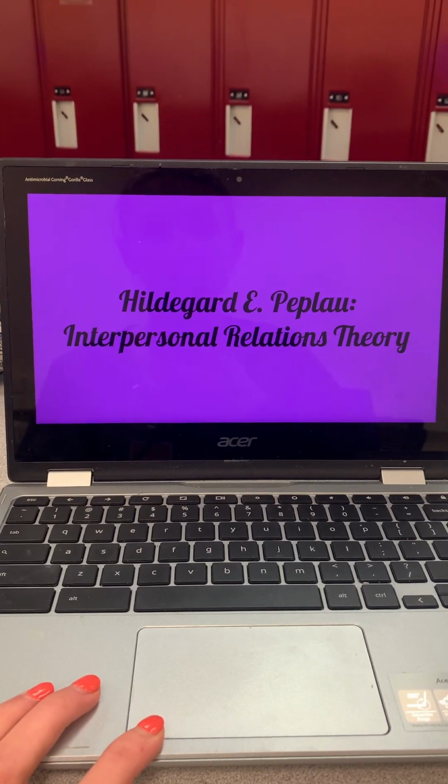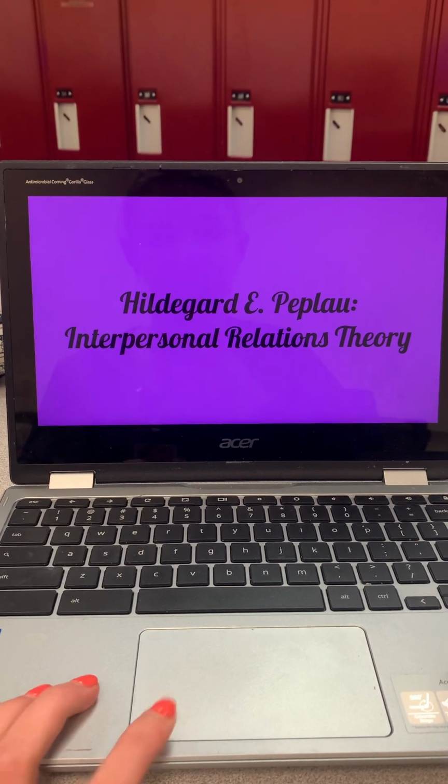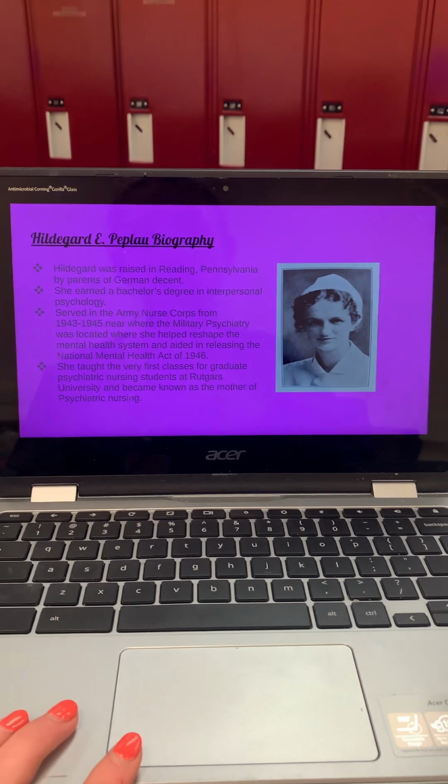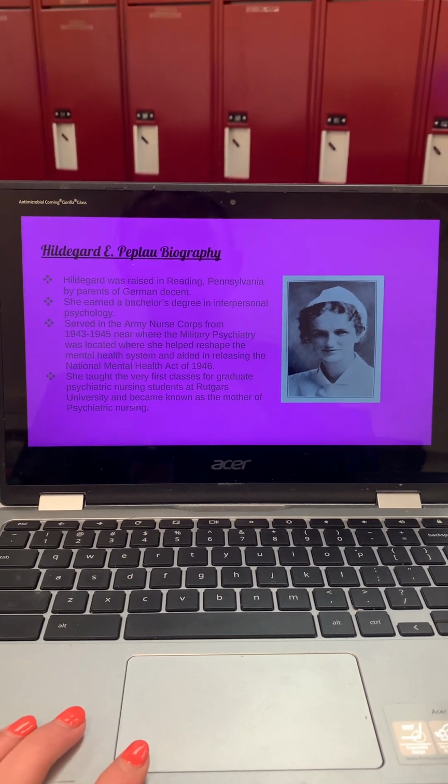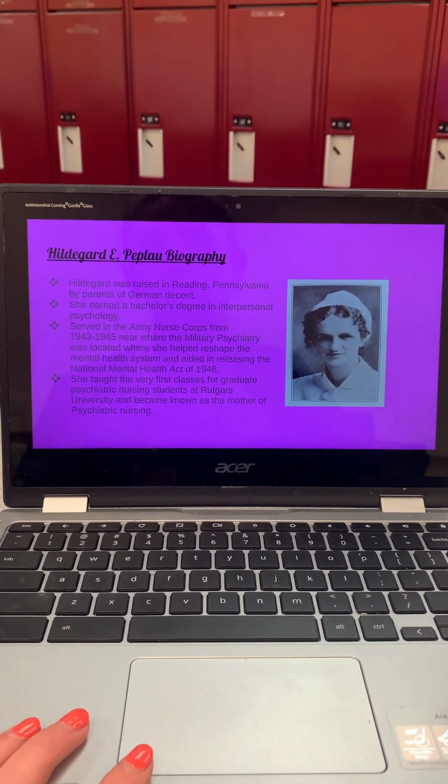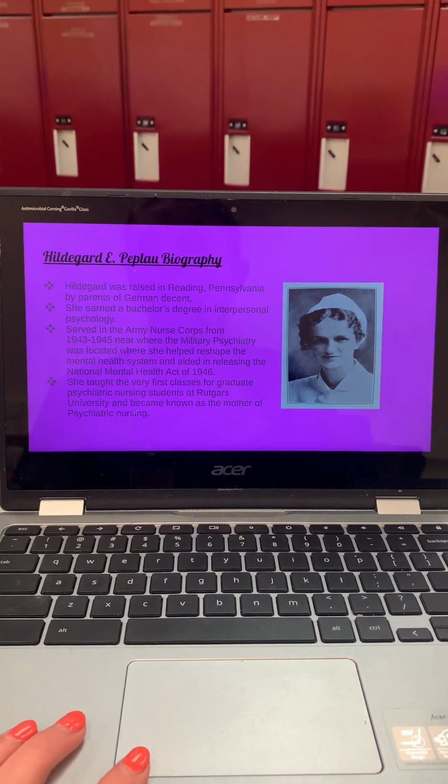Okay, so this is the Hildegard interpersonal relations theory. So, a quick biography before we get into the theory. Hildegard was raised in Reading, Pennsylvania by parents of German descent, and she earned a bachelor's degree in interpersonal psychology.